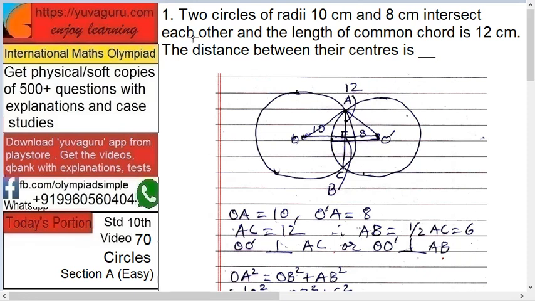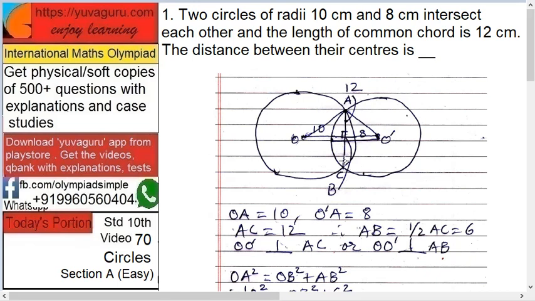Two circles of radii 10 cm and 8 cm intersect each other and the length of the common chord is 12 cm. Then the distance between the centers is... The question is, see, these are the two circles with centers O and O dash. They are intersecting at A so that we get a common chord AC, right?